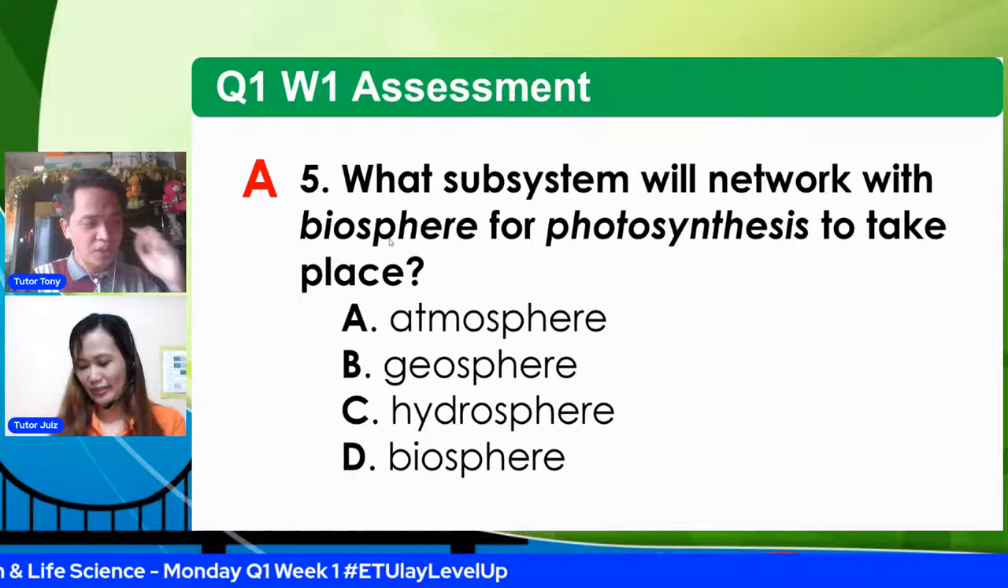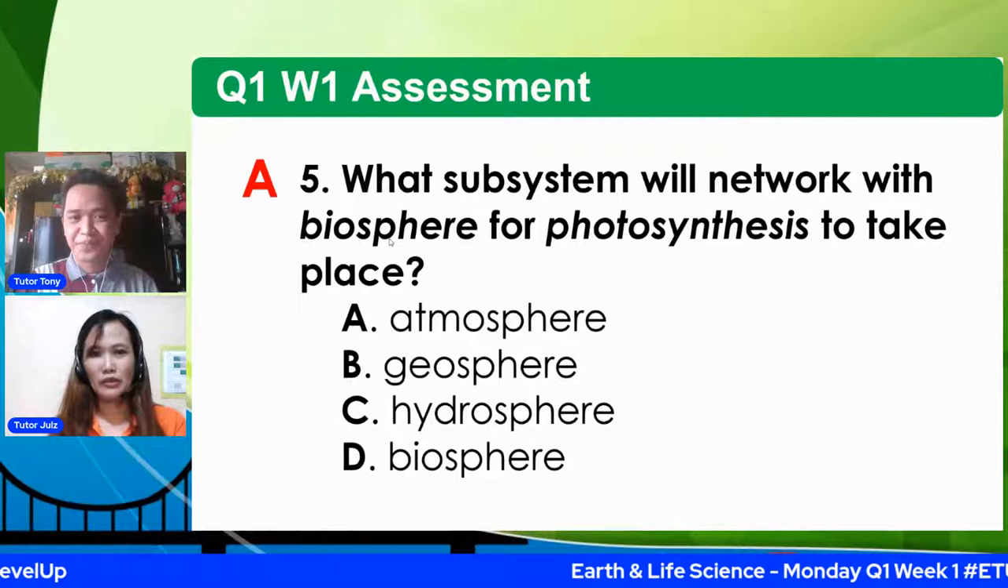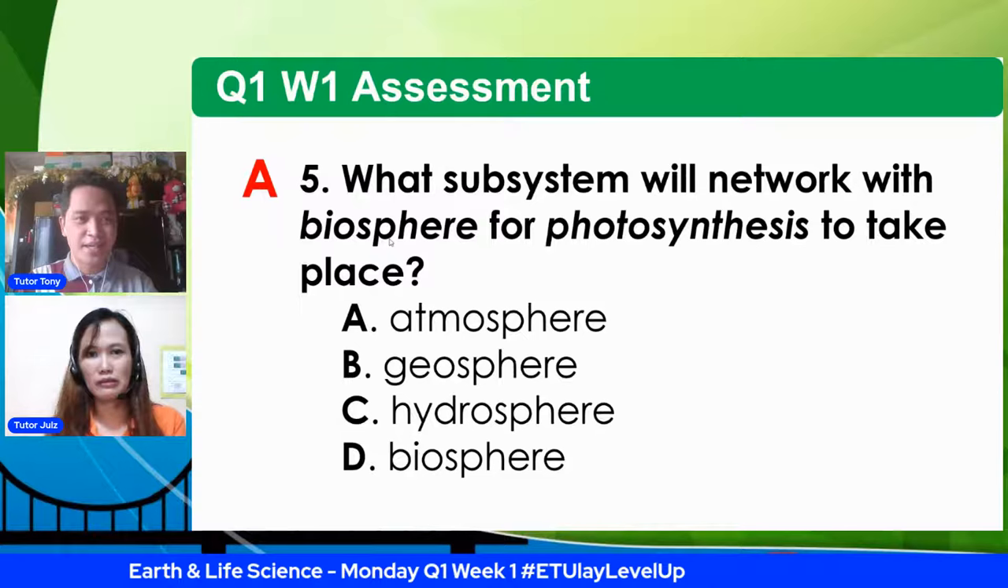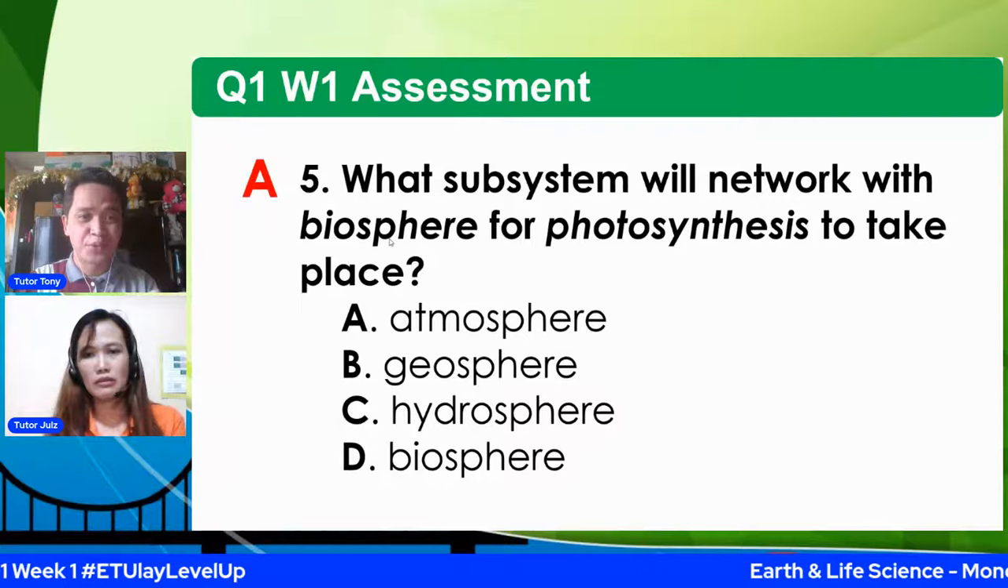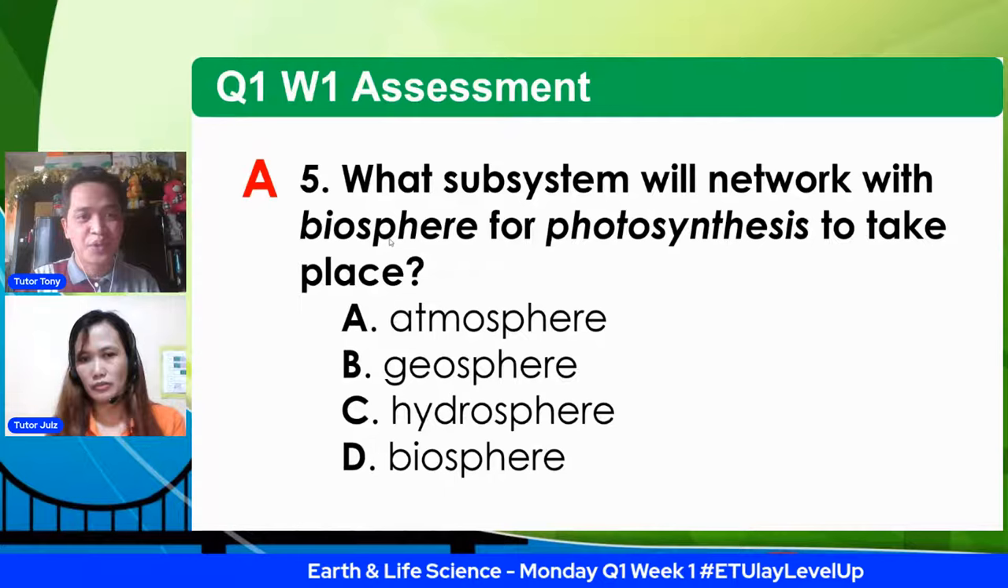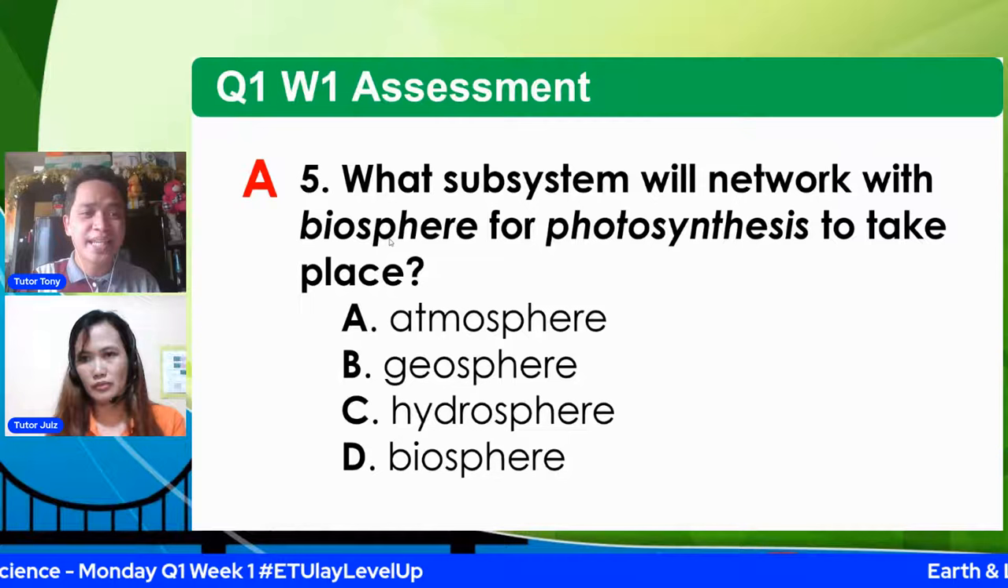So, as we discussed a while ago, for photosynthesis to take place, atmosphere, the sun. Okay, yung sun, of course. The sunlight yan. Yes, radiation. So, the process of photosynthesis. So, biosphere yun. So, yung mga plants kasi part siya ng biosphere. So, the biosphere will interact with letter A, atmosphere, para makapag-photosynthesize ang mga halaman.